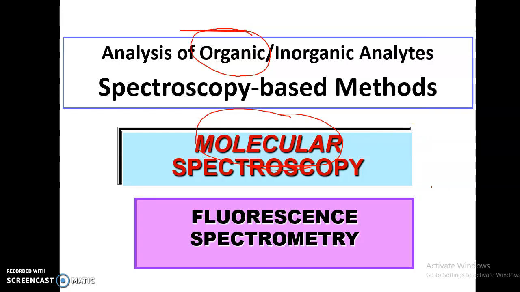However, we have to understand the difference between fluorescence and UV-vis spectrometry. Even though it's a derivative, it is a bit different in terms of the emission of light.